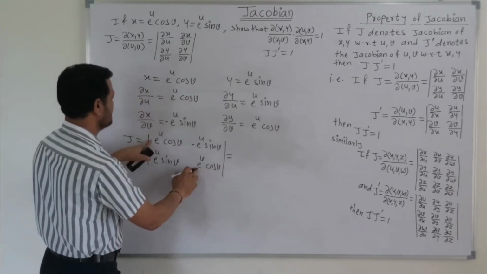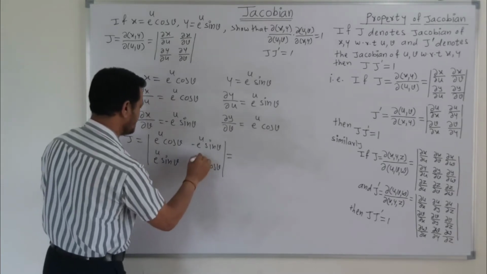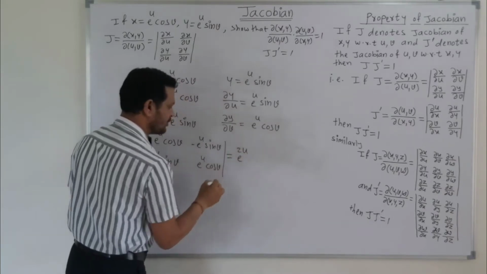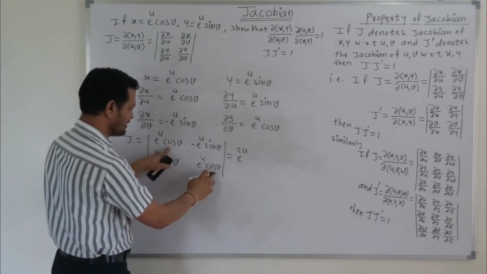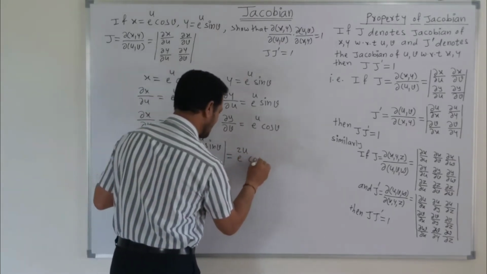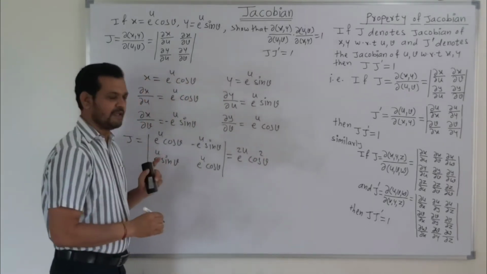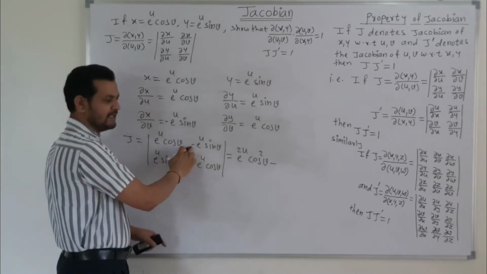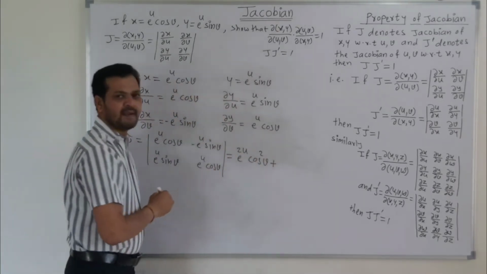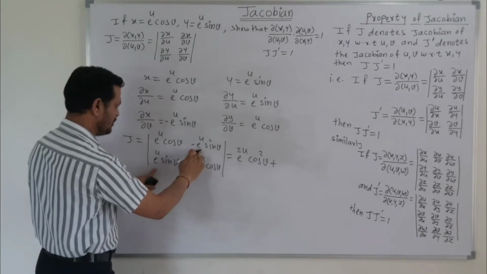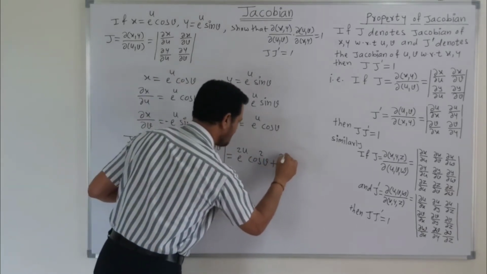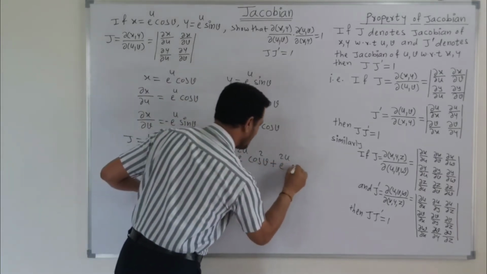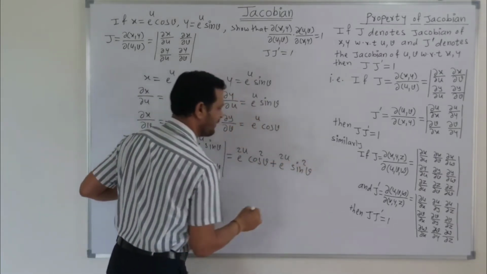This is e raised to u, so this is e raised to u. E raised to u into e raised to u is e raised to 2u, then this is cos v, so we get this as cos square of v. So this is minus, then take the product of these two terms, which is again minus, so this minus and this minus become plus, then e raised to u times e raised to u is e raised to 2u, then this is sin v, that means this is sine square of v.